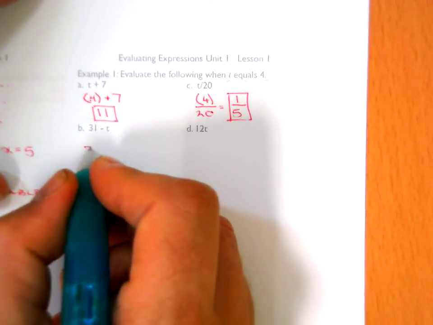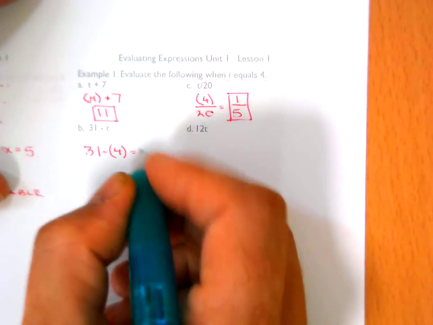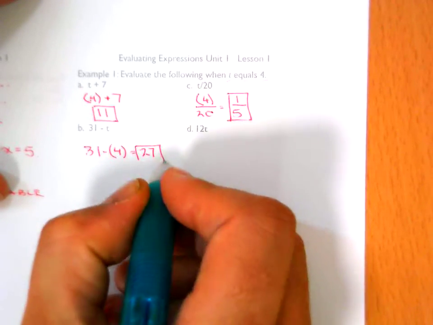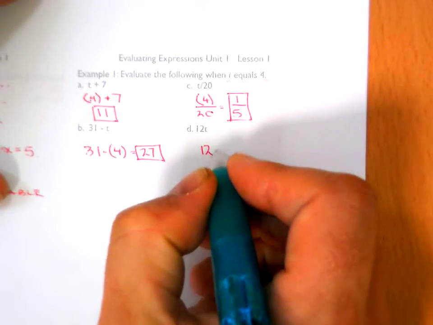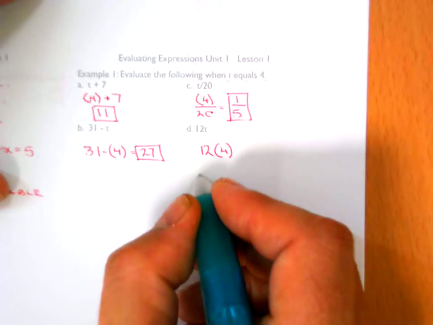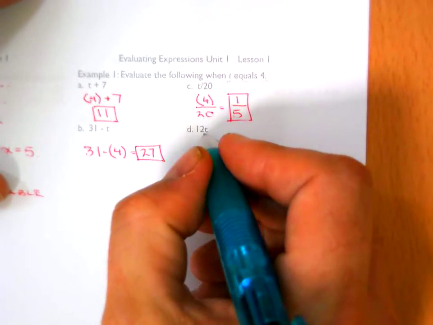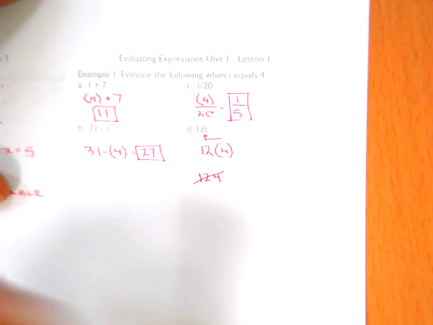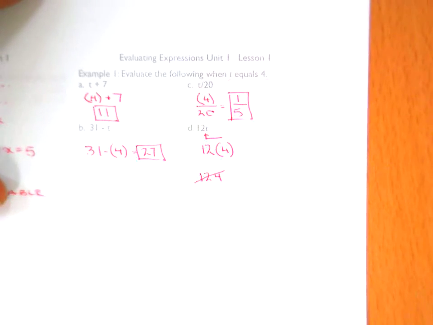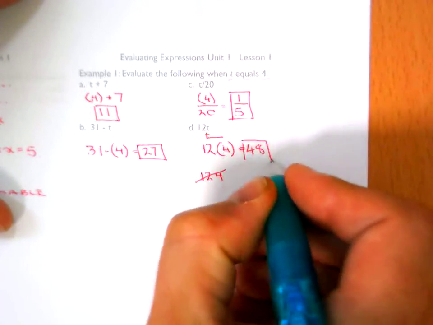Let's see here, 31 minus 4. Again, I'm putting parentheses every time I enter it. That would be 27. And then here I have 12 times 4. You can see that if I put the 4 in here without the set of parentheses, it'd look kind of like 124. So don't do that. Just in case you forgot from pre-algebra, if there is no symbol in between a number and a letter, it is implied that it is multiplication. So here I have 48. Okay, that takes care of I can statement number 1, evaluating expressions.